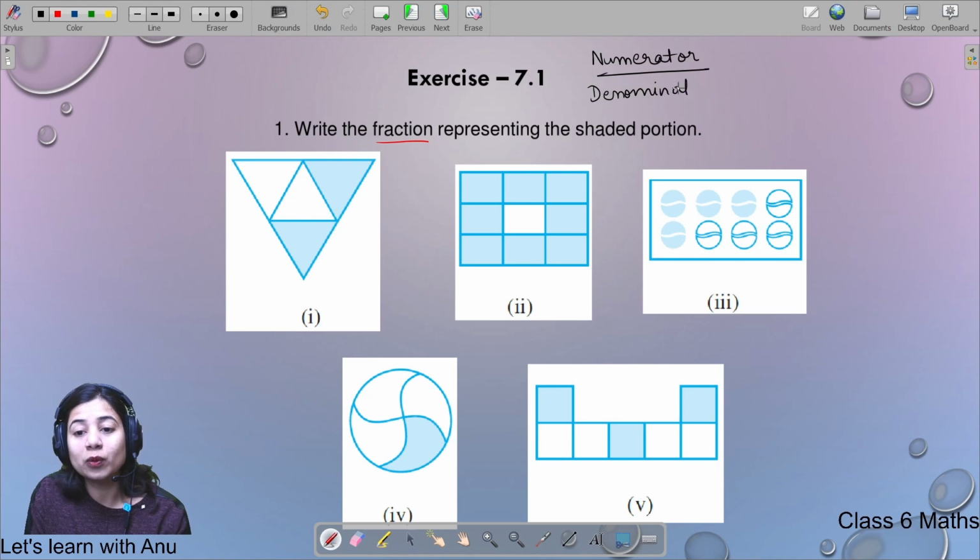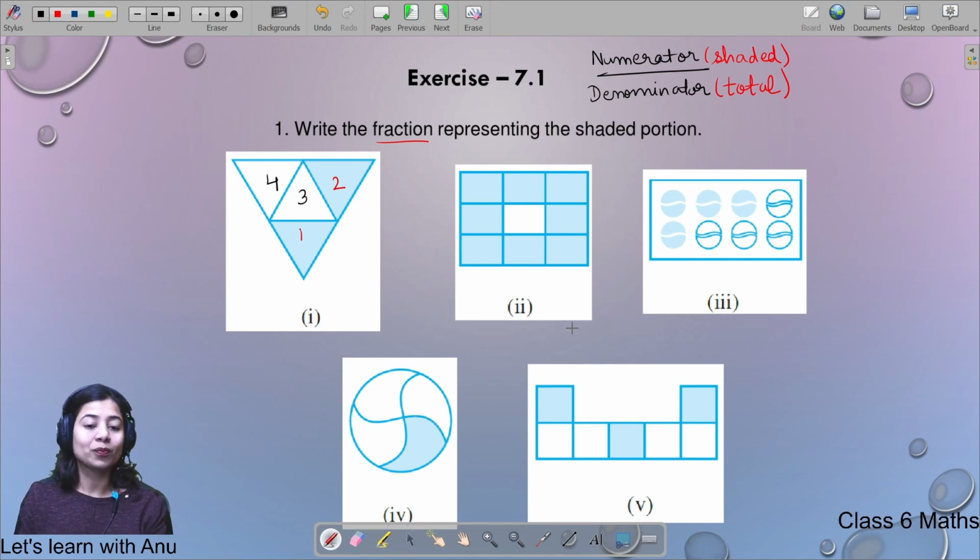Right? Now, numerator is going to represent the shaded portion class and denominator is going to represent the total number of equal parts, right? So here we have 1, 2 shaded and total are 3, 4. So total parts are 4. So fraction is shaded are 2, total are 4. So fraction becomes 2 by 4.